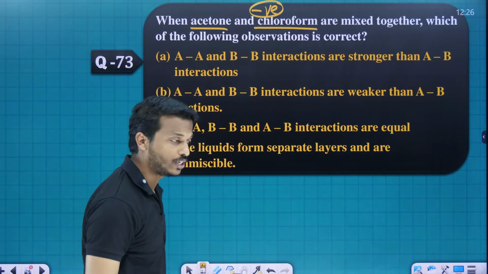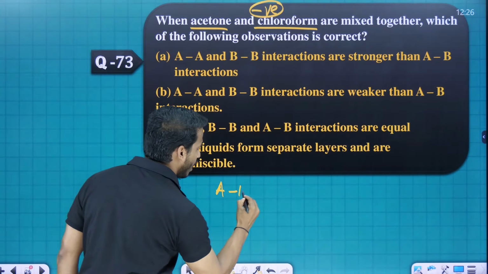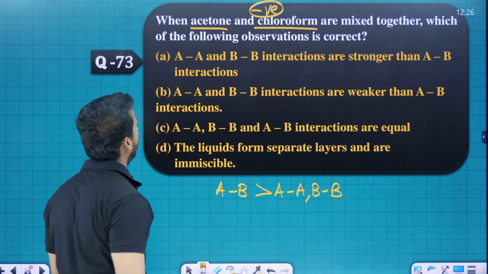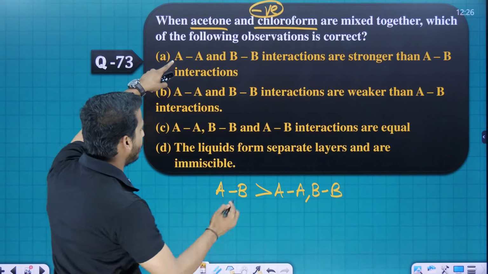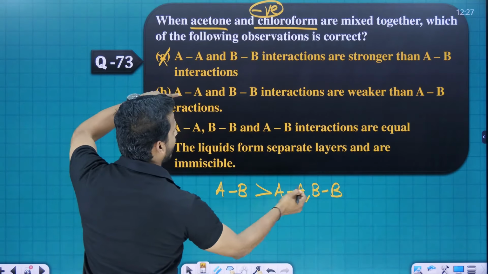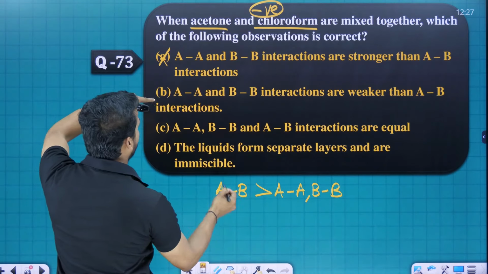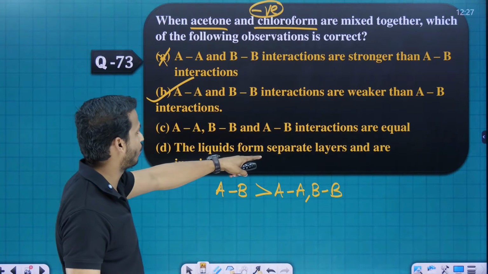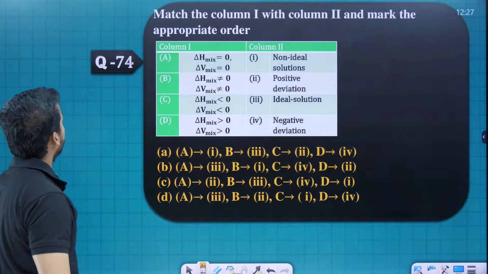73. When acetone and chloroform are mixed together, we know acetone and chloroform form negative deviation. In negative deviation, AB interaction is stronger than AA and BB interaction. So what is the answer? AA and BB interactions are stronger? No, AA and BB interactions are weaker than AB interaction. Yes, option C. And the two liquids form separate layers, not.